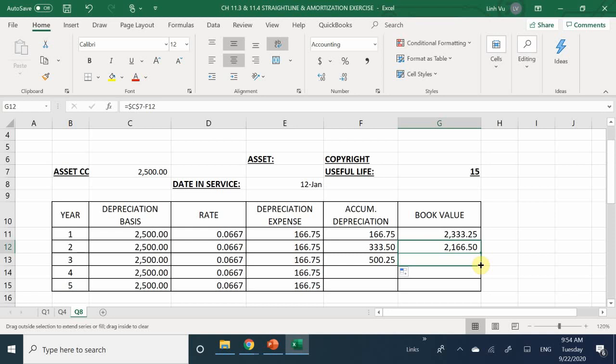So what's the book value going to be for the third year? 1666.25? Oh, I'm wrong. I used the wrong number. I didn't use the cost of the asset. So I got it wrong. Let me do it again. Okay. 2500 minus 500.25.